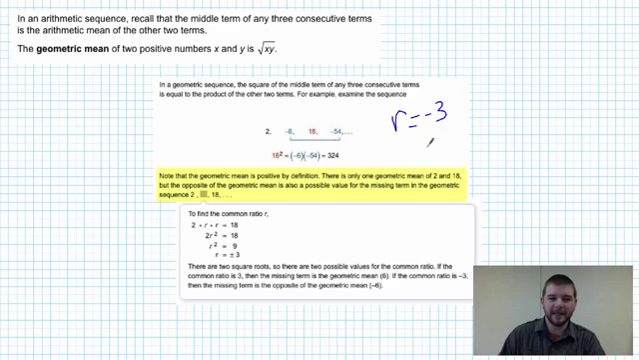Note that the geometric mean is positive by definition. There is only one geometric mean of 2 and 18. But the opposite of the geometric mean is also a possible value for the missing term in the geometric sequence 2, blank, 18, etc. So what that's basically saying is that in a geometric sequence, we'll consider this.